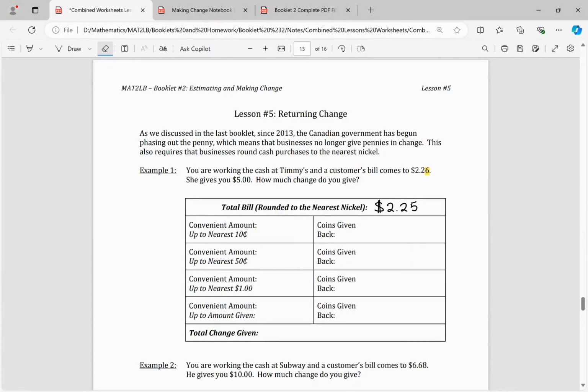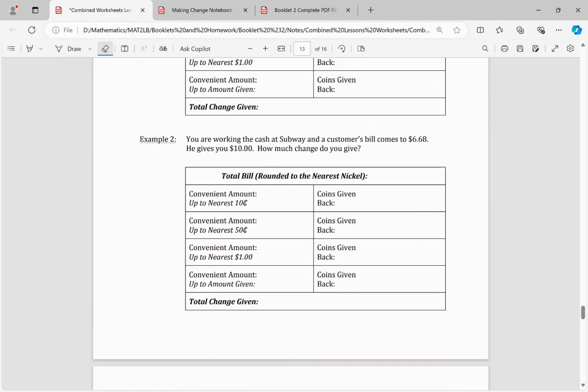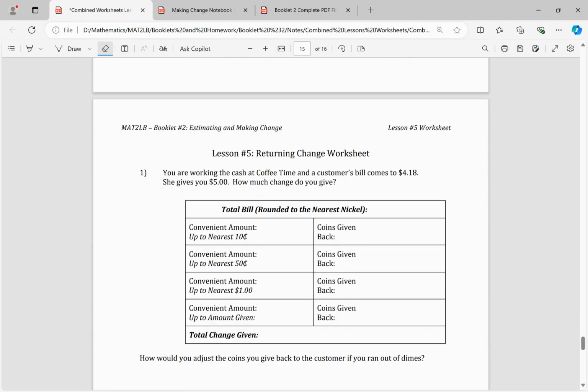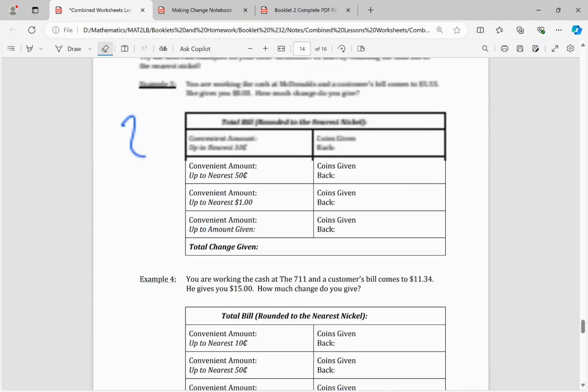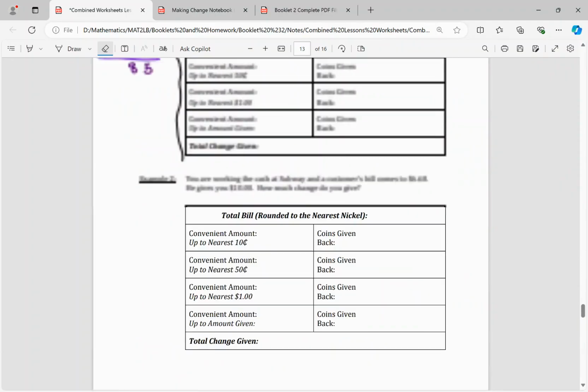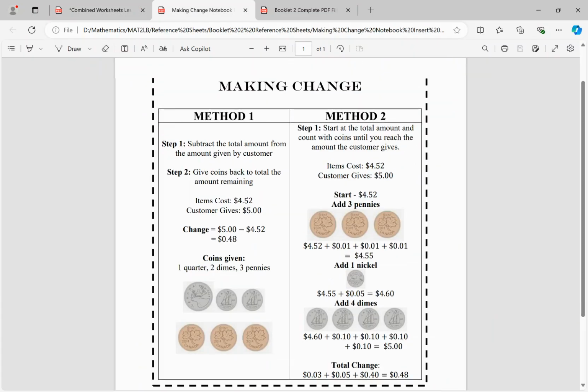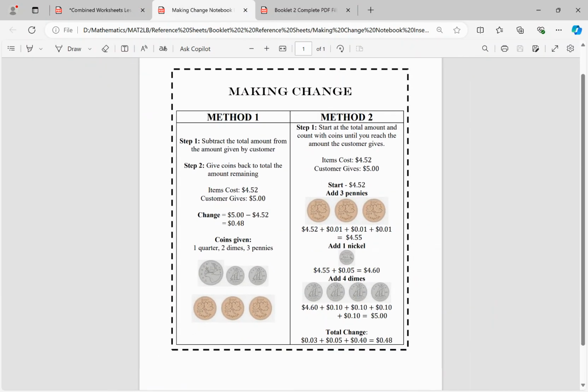All right, everybody. Today we will be working on lesson 5, that is returning change. In this lesson, the tools that you will need is the lesson note itself, which is 2 pages long. You will need the worksheet after, also 2 pages long. And for this lesson, I would recommend having one of your reference sheets. That is this guy right here, the Making Change reference sheet.